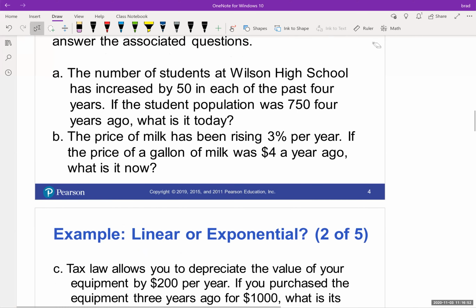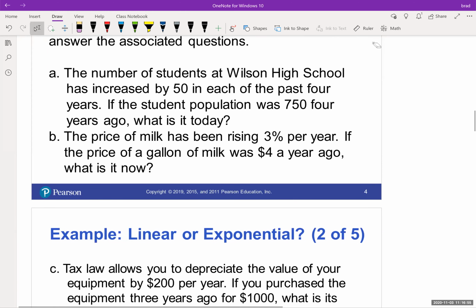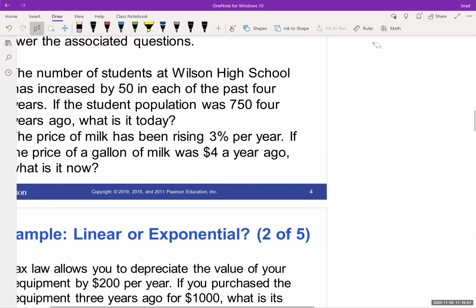So what I'm going to do for part A, I'll write it off to the side here. I think this will be best. What I really like to do is draw a table. This just helps me determine if it's linear or not. They're saying if the student population was 750 4 years ago, what is it today? So we're going to call this time 0 and this 750. The reason we're doing that is they said 4 years ago, so that's the start of when we're going to do the calculation. So we're going to call that time 0.